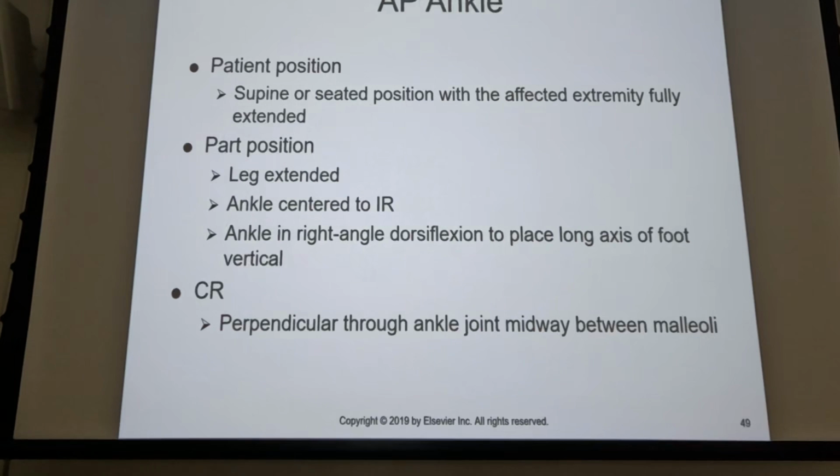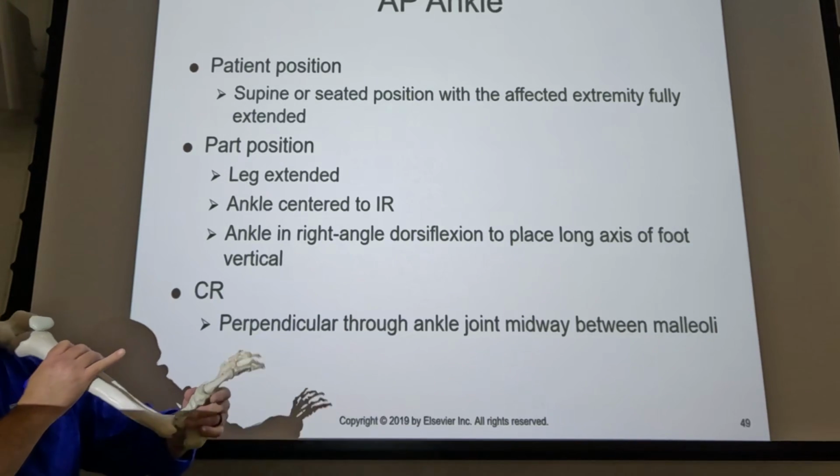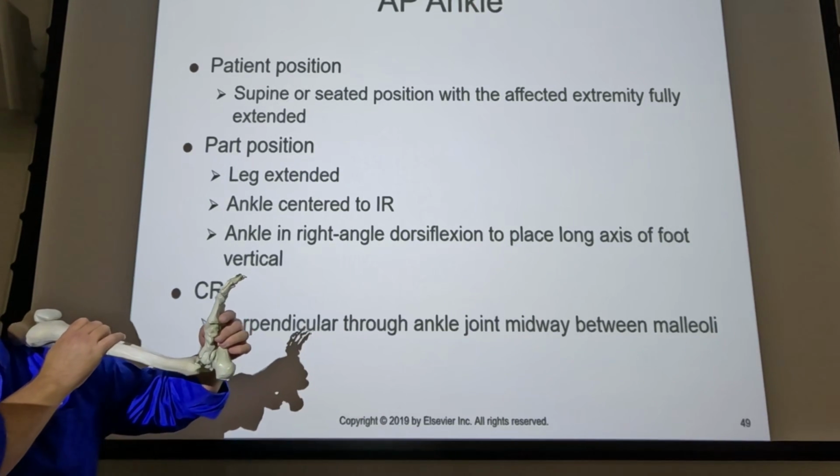So with AP ankle, again, tabletop, you can do it on the stretcher with a portable, or you can put them on the table, whatever it is that you might want to do. It's up to you. Just extend the leg in this case. So a couple of things on this. At some point, at least one of y'all is going to try to shoot a foot with the foot dorsiflexed like this.